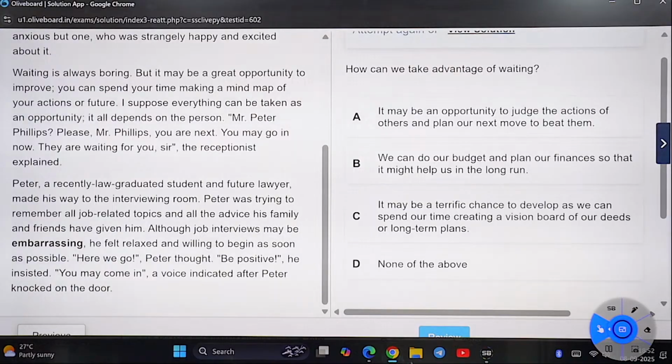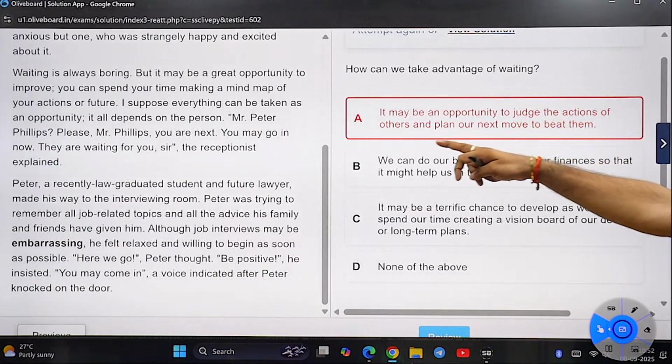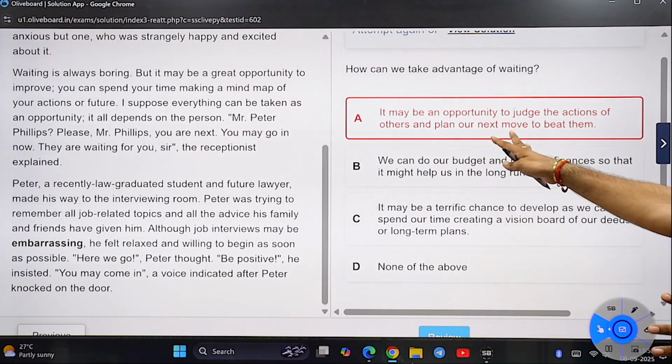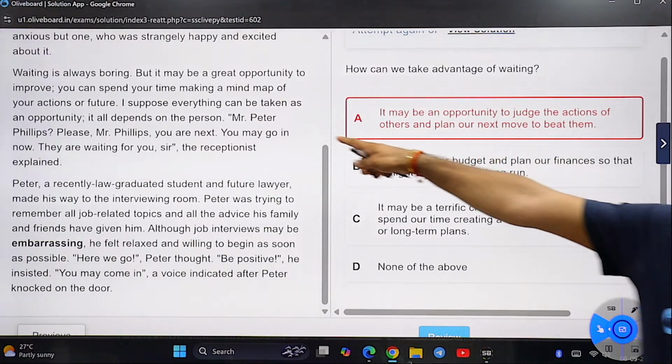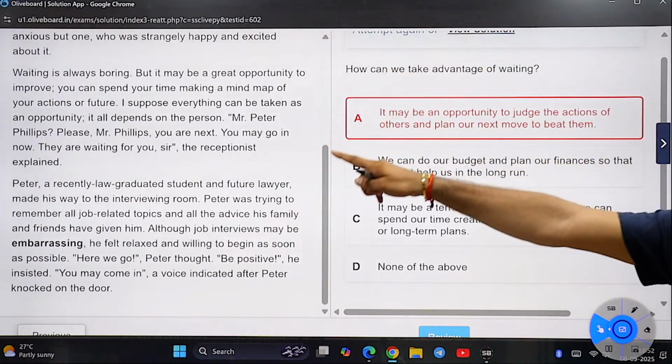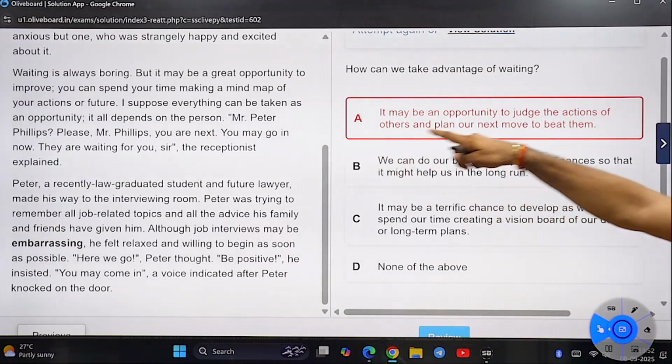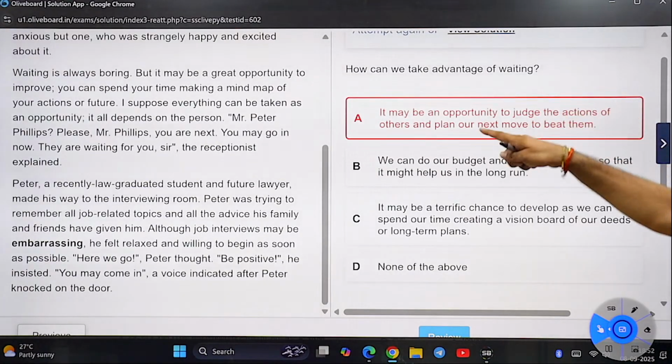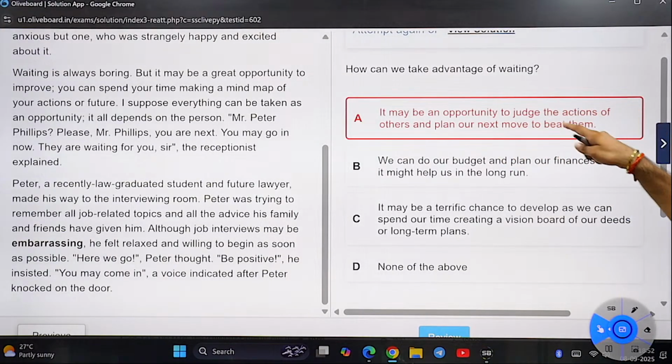A, chivalrous, and everyone, A. Who said this is not my answer? This is not my answer. You just saw the word opportunity. Did you check the description to improve, making a mind map of your actions of future, and said to judge the actions of others and plan our next move to beat them? Did it say that, Mohini? That was your mistake. Everyone unanimous except Nancy. That's not my answer.